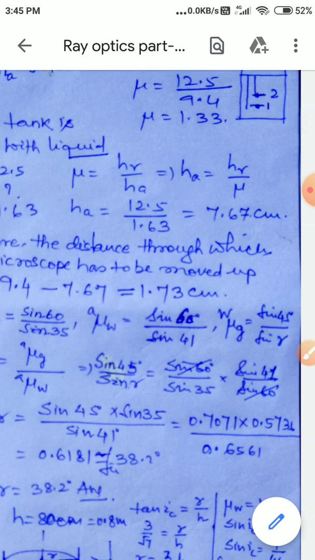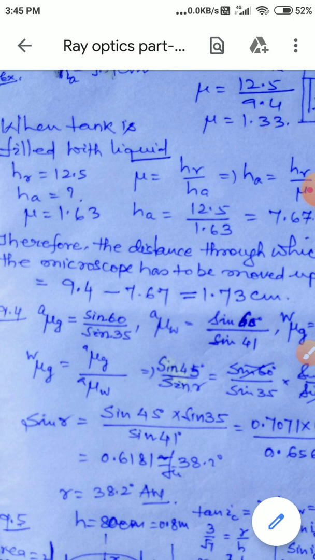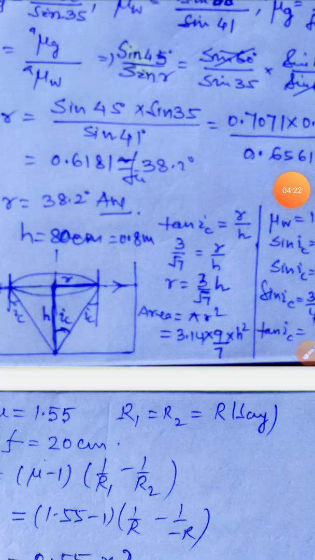Now refractive index of glass with respect to water is equal to sin i by sin r. Here angle of incidence is given 45 degree and r is not given, so we have written here sin r. Now we know that relative refractive index, that is refractive index of glass with respect to water, is equal to ratio of refractive index of glass to that of refractive index of water. Now substitute the values. After substituting values and rearranging, we get sin r is equal to 0.6181, which is nearly 38.2 degree. So in this way we can solve question number 9.4.